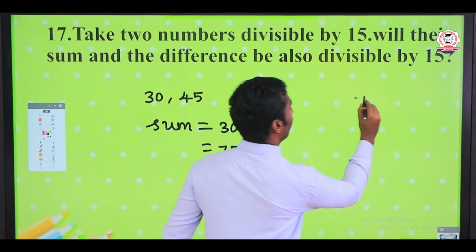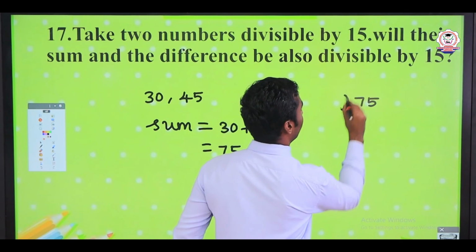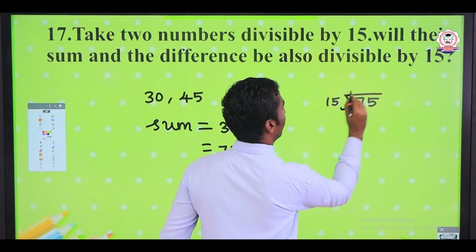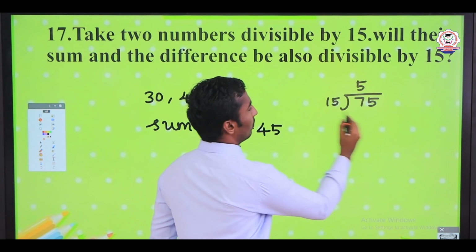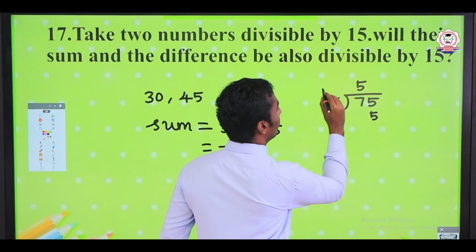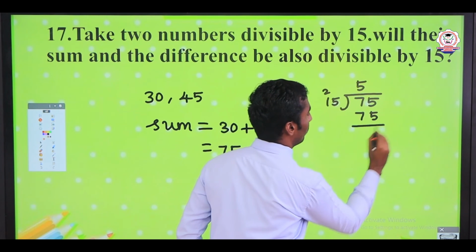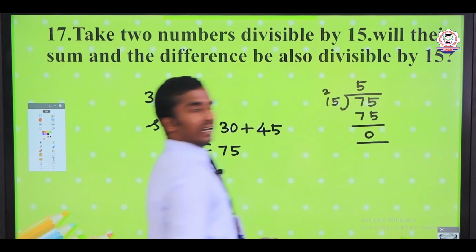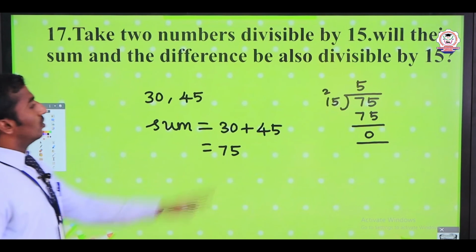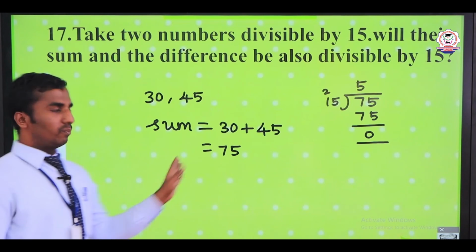Listen, 75 in 15th table. So 15 into 5. 5 5s are 25. Remaining 2. 1 into 5, 5. 5 plus 2, 7. So 75 minus 75, remainder 0. So 75 is divisible by 15th table.